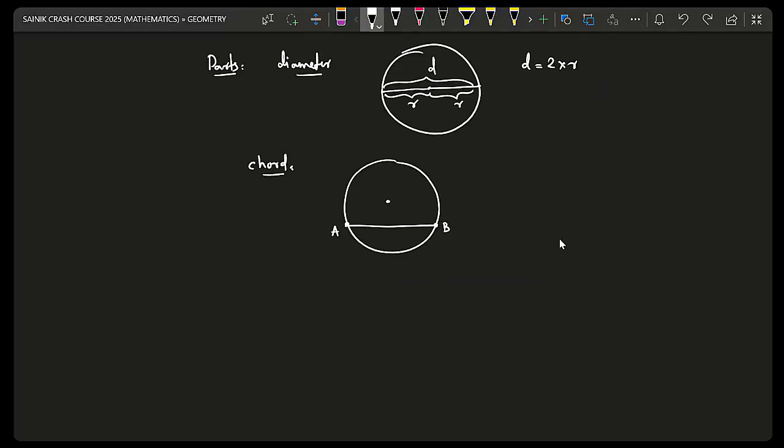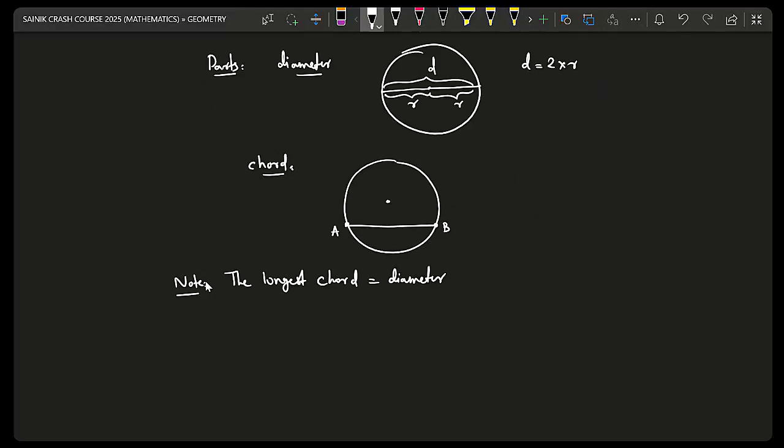And what is the maximum position possible for a chord? That is, if it passes through the center. So the chord is going close to the center, and finally it is passing through the center. That is going to become diameter. So diameter is the final limit for the chord. It cannot cross more than diameter. That means we can say that the longest chord is nothing but the diameter of a circle. So you can observe every diameter is a chord, but every chord need not be a diameter. So that is about chord.